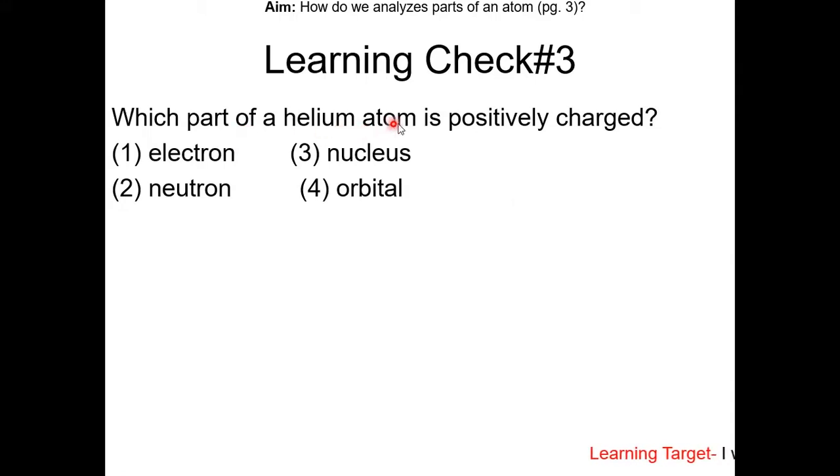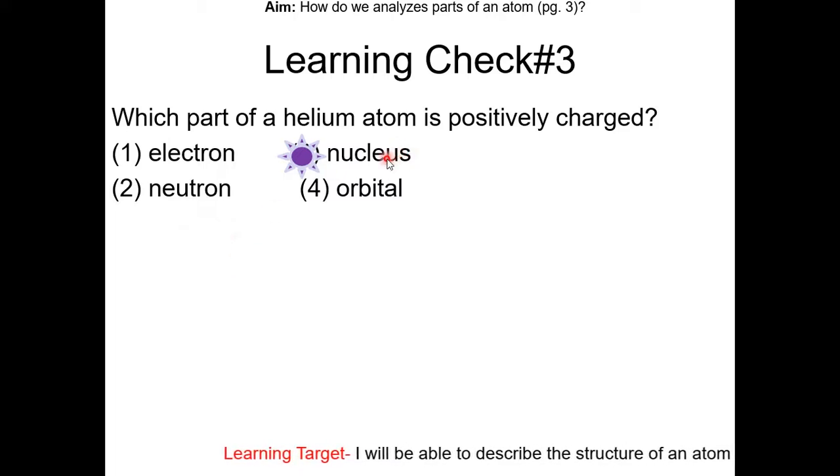Which part of the helium nucleus is positively charged? Pause the video and try to do this yourself. Okay, so the answer is 3. Electron is negative, a neutron is neutral, a nucleus contains protons, which is positive. An orbital is where the electron is.